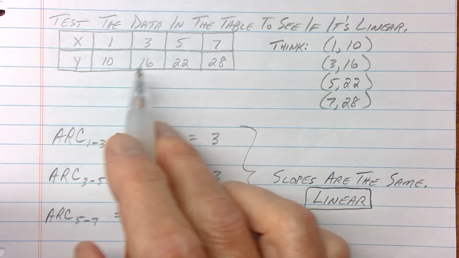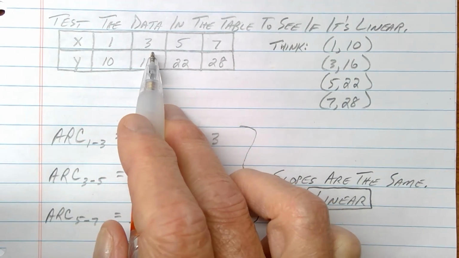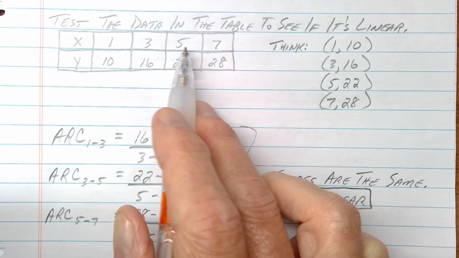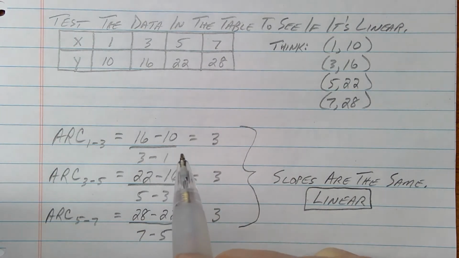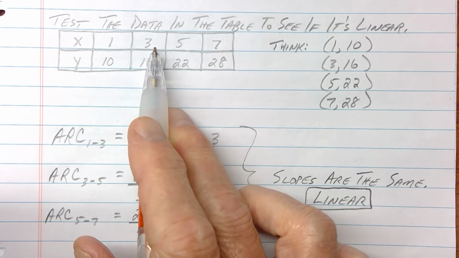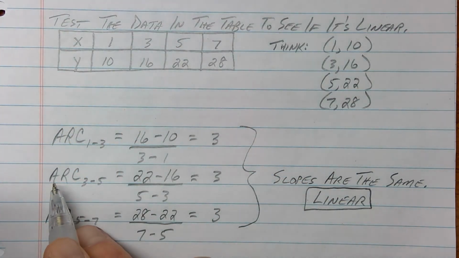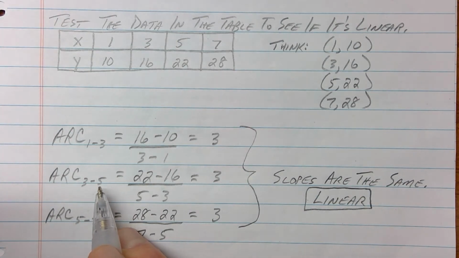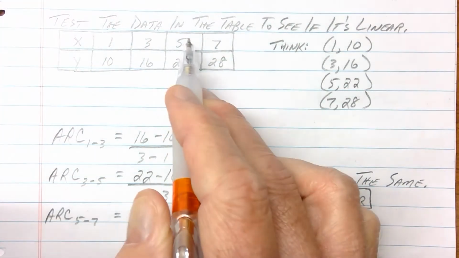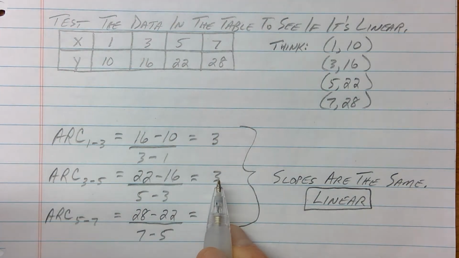Now to test this table, we need to check it in several places. We checked it between these 2 points, and we came up with a slope of 3. Now let's check it between the next 2 points, and then the next. If it turns out it's a slope of 3 all the way up, then we can assume that it's a line with a slope of 3. So let's check the slope from x equals 3 to x equals 5. The average rate of change is y minus y, 22 minus 16, over 5 minus 3, which works out to be 3 again.